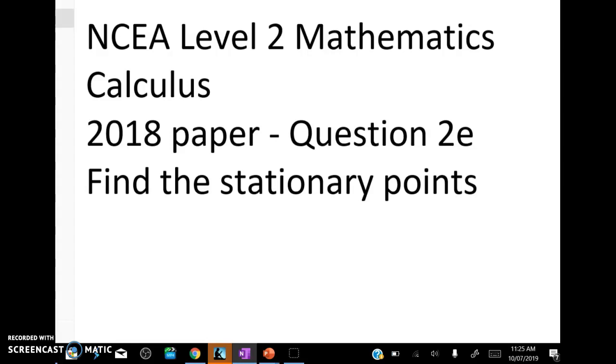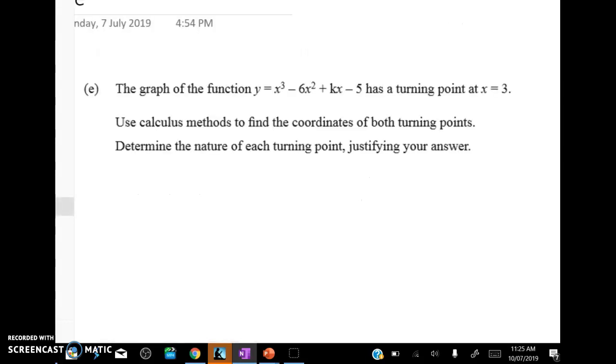This is question 2E from last year's calculus paper. It's an excellence question, and it's one that I'm going to go through quite slowly because it goes over a whole lot of important ideas. So it's all about finding the stationary points, or turning points, for this function. So we're given the graph of this function, and we're told that it's got a turning point at x equals 3.